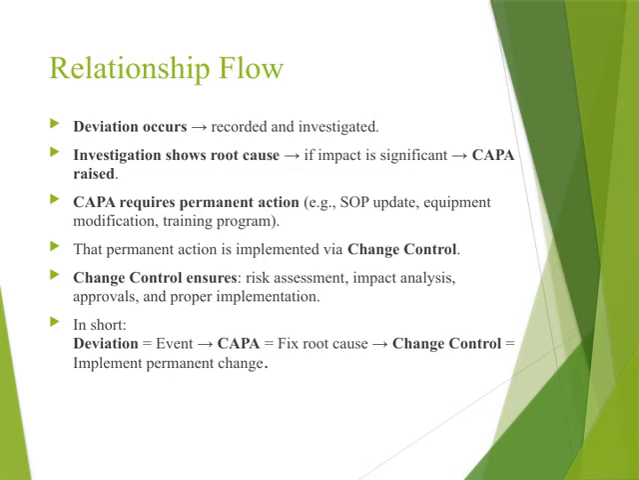Let's walk through the relationship flow when deviations happen. First, when a deviation occurs, it is recorded and then thoroughly investigated. During the investigation, we aim to identify the root cause of the issue. If we find that this deviation has a significant impact, we then raise a corrective and preventive action, or CAPA, to address it. The purpose of a CAPA is to implement a permanent solution. This could involve updating standard operating procedures, modifying equipment, or enhancing training programs.